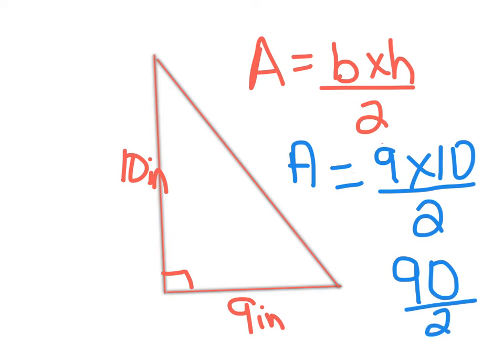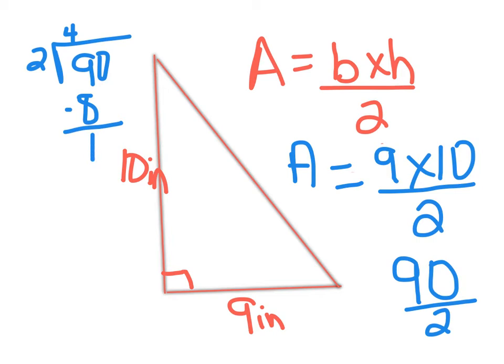I don't have space over there, so I'm going to move over to this corner of my paper. 2 goes into 9 4 times. 4 times 2 is 8. Take away 8, and 2 goes into 10 5 times. So my area of this triangle is 45 inches squared.